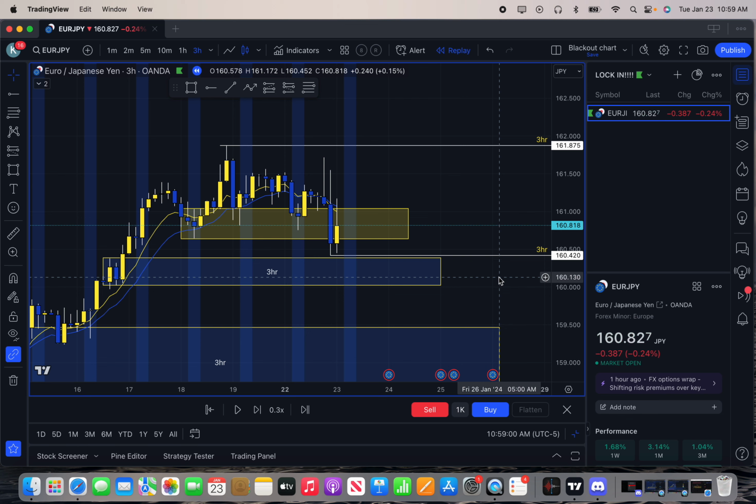Alright, we're back with today's analysis. Let's go ahead and jump straight into it again. This was the last zone that we had yesterday. I just kind of threw it on there so that we could see where the original break happened.